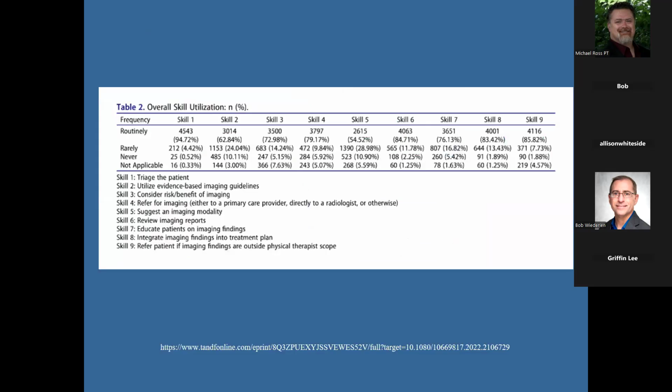But when you dig in a little bit deeper, there are 2 skills that the PTs did not feel all that comfortable with. And it was skill number 2 and skill number 5. And it goes back to what we talked about. Skill number 2 is using evidence-based guidelines, and skill number 5 is suggesting an imaging modality. And even if you suggest x-rays, what views would you get, right? Because we just talked about that could be complicated. What views would you get, right?